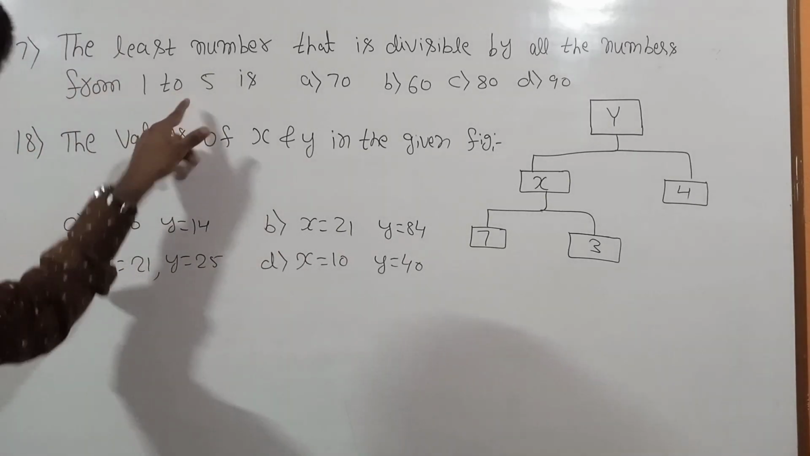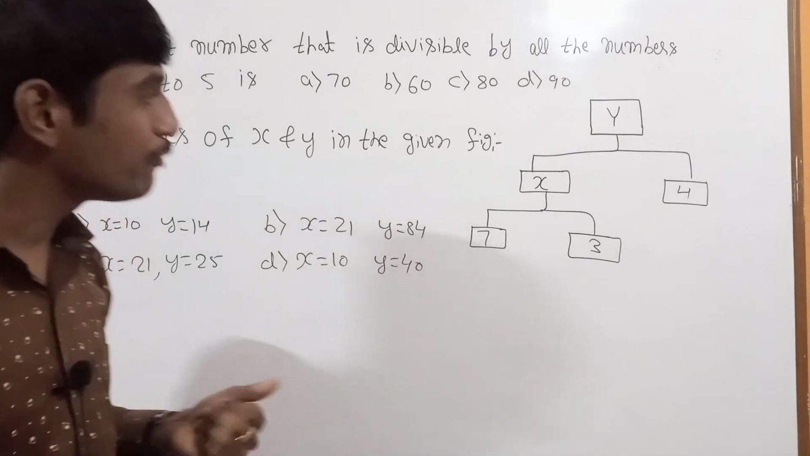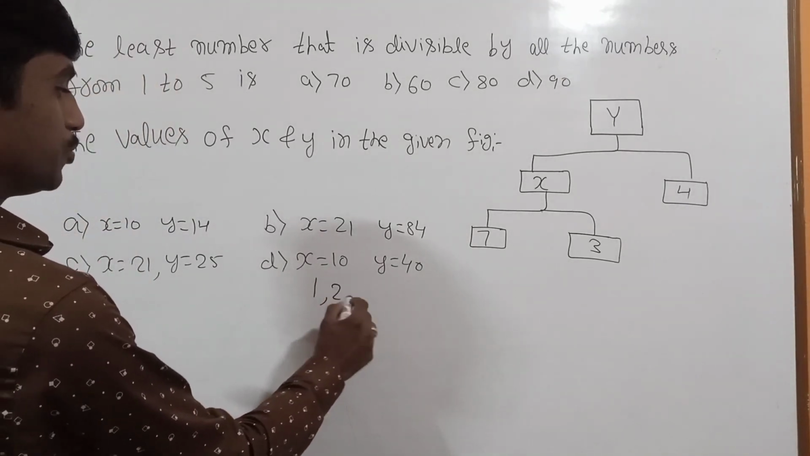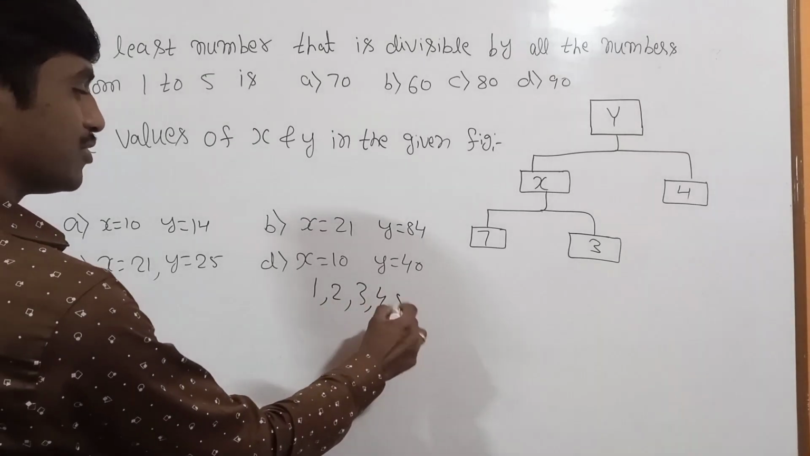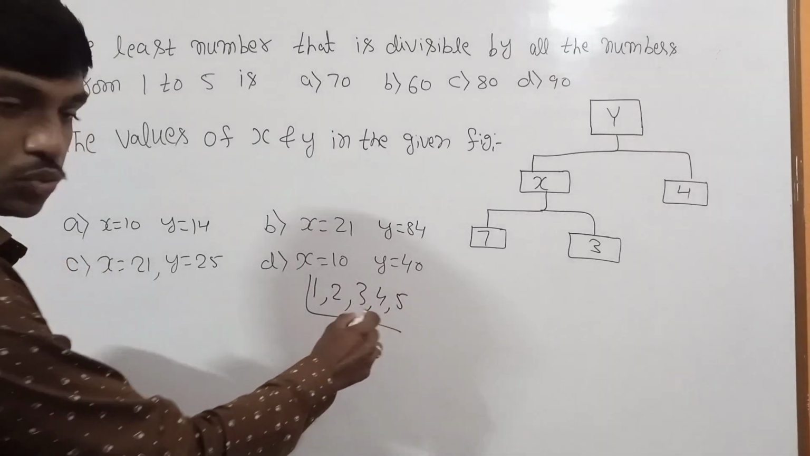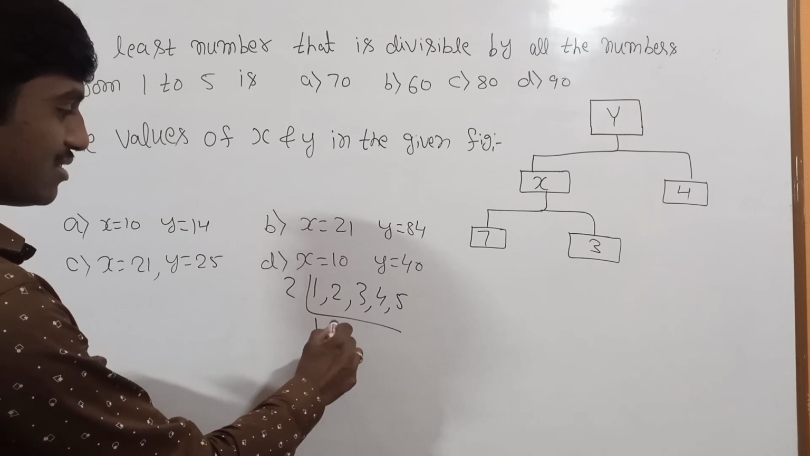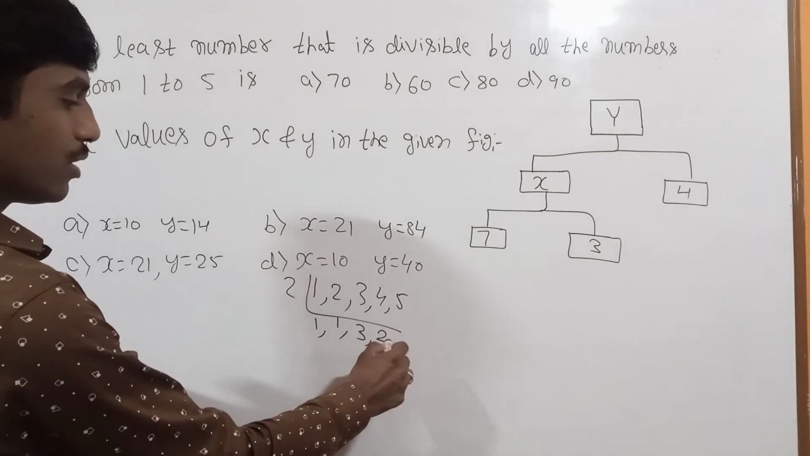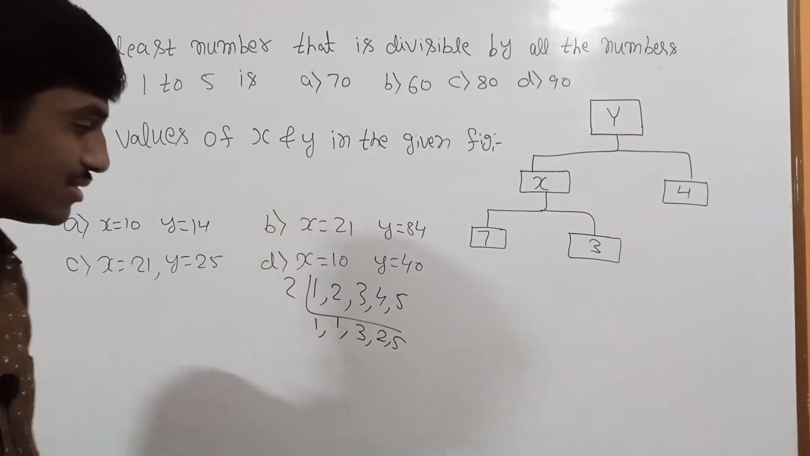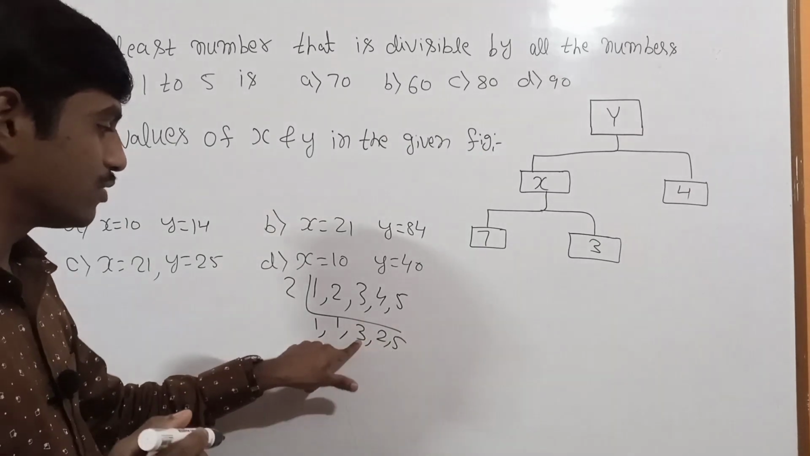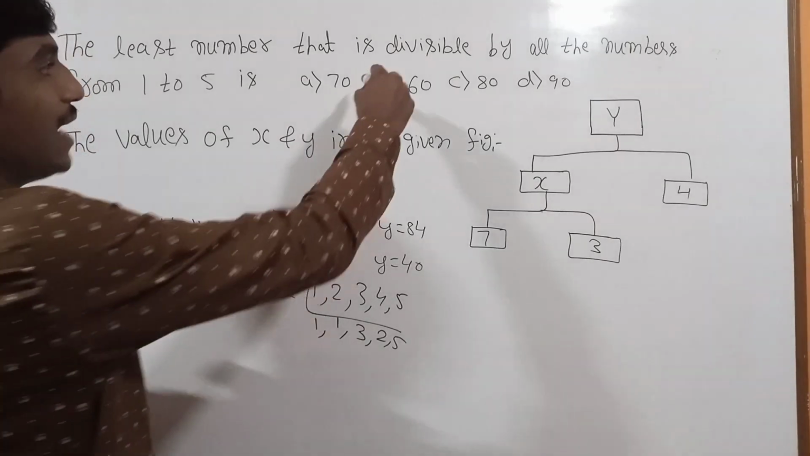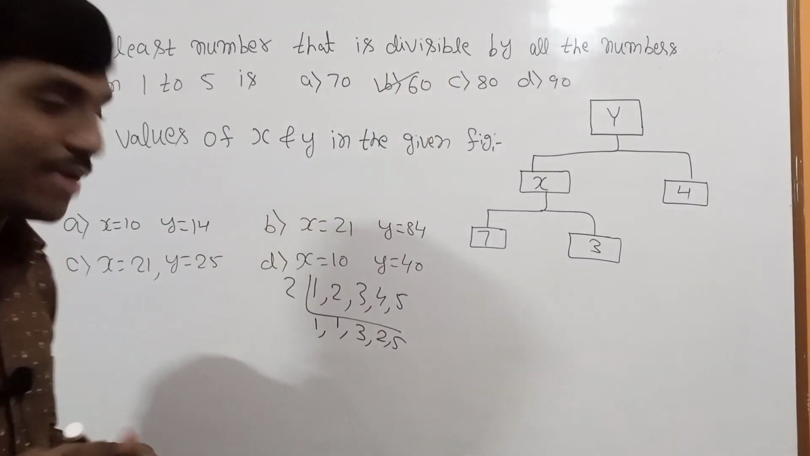So from 1 to 5, whatever the numbers are, 1, 2, 3, 4, 5, we have to find the LCM. And if you see here, 1 we can write as it is. 2 ones are 2, 3, and then 2 2s are 4, then 5. So if you multiply this, 5 into 2 is 10, 10 into 3 is 30, 30 into 2 is 60. So 60 is the answer, which is option B.